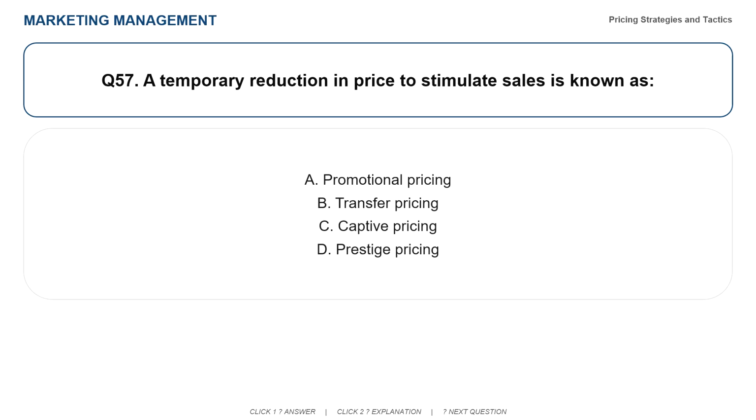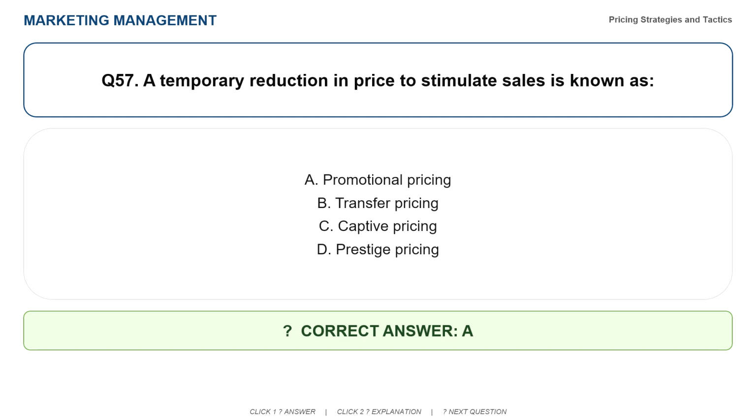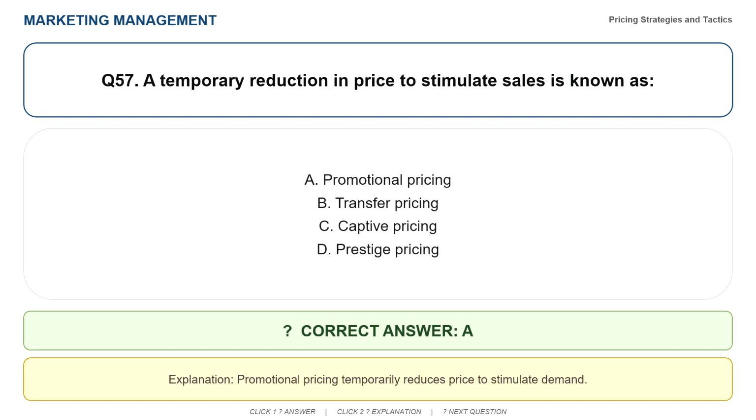Question 57. A temporary reduction in price to stimulate sales is known as Option A, promotional pricing. Option B, transfer pricing. Option C, captive pricing. Option D, prestige pricing. The correct answer is A. Explanation. Promotional pricing temporarily reduces price to stimulate demand.